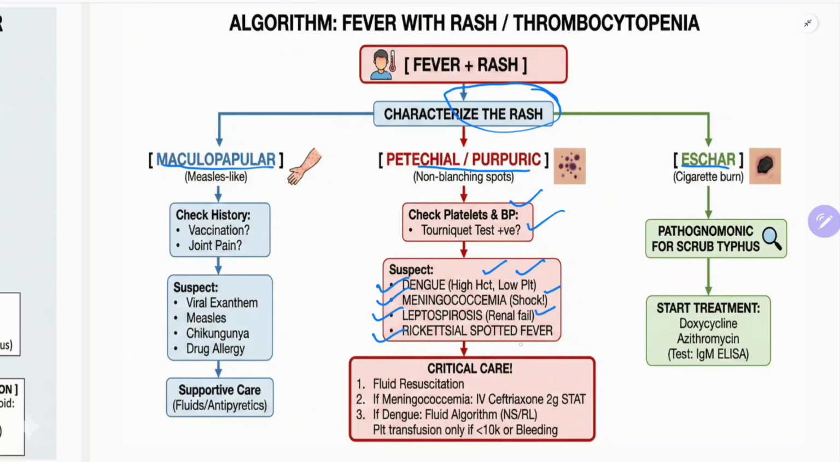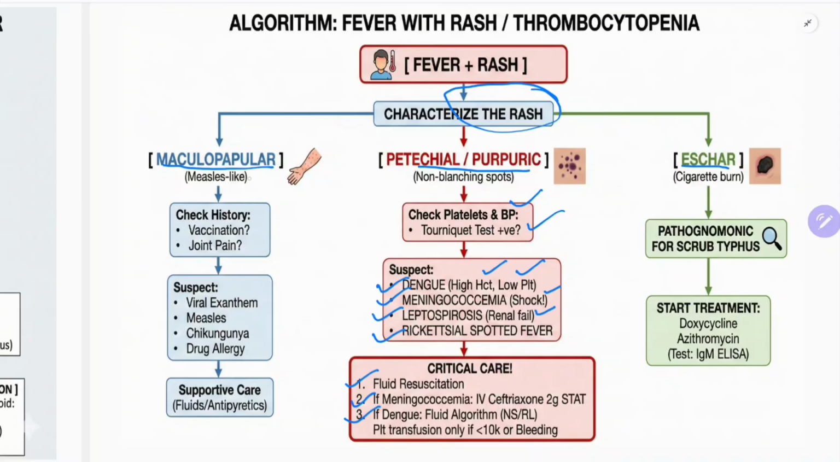Rickettsial spotted fever, usually this will present as encephalitis. Okay. So dengue, typical bacteria include meningococcemia, atypical include leptospirosis and rickettsial spotted fever. So critical care should be given, fluid resuscitation should be given. If meningitis is suspected, give IV ceftriaxone 2 grams stat. If dengue, follow the fluid algorithm, NS or RL. Platelet transfusion should be done only if the count goes down to less than 10,000 or bleeding is noted.